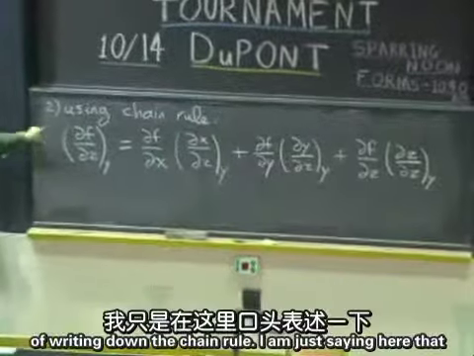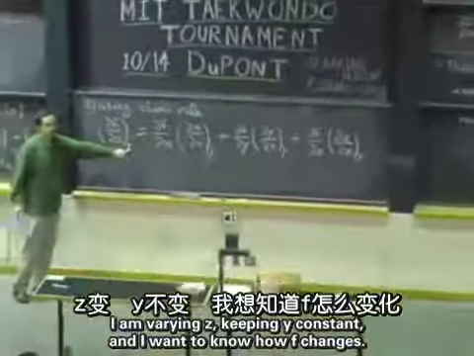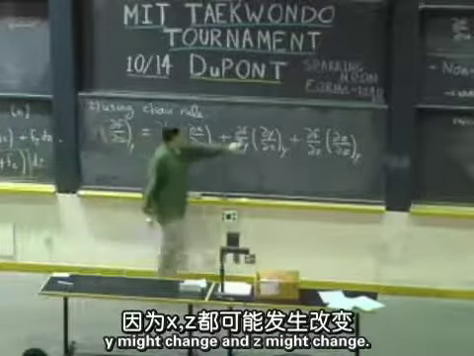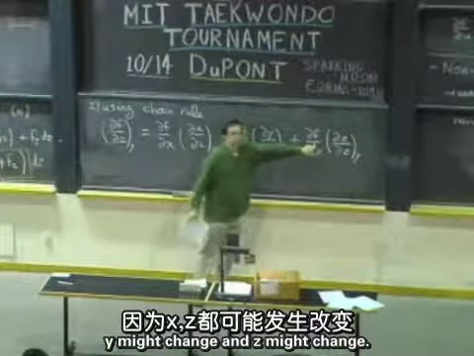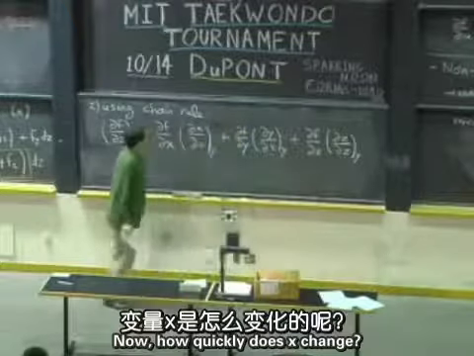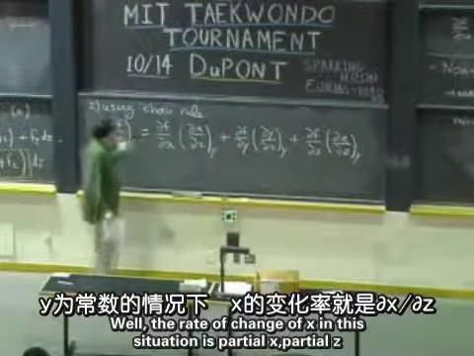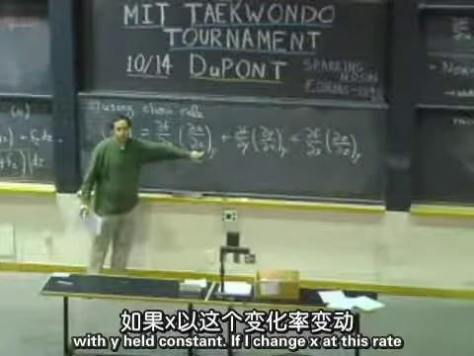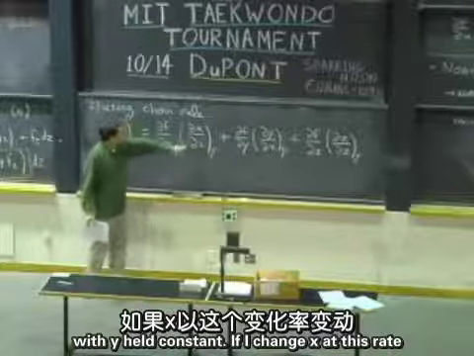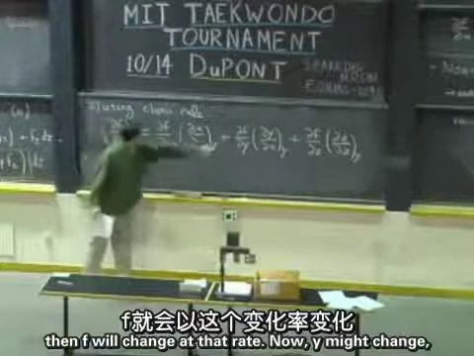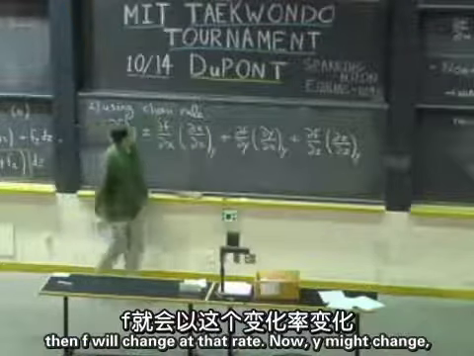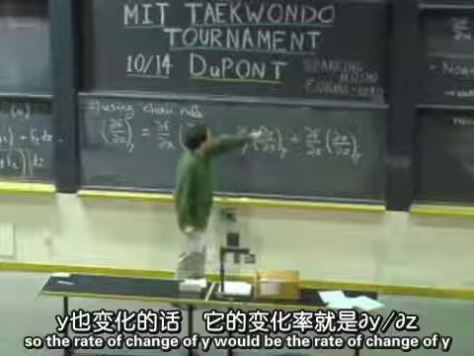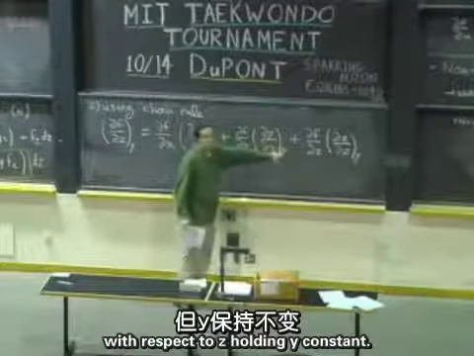I'm just saying here, let's say that I'm varying z, keeping y constant, and I want to know how f changes. Well, f might change because x might change, y might change, and z might change. Now, how quickly does x change? The rate of change of x in this situation is partial x partial z with y held constant. So if I change x at this rate, then f will change at that rate. Now, y might change. So the rate of change of y with respect to z, holding y constant.